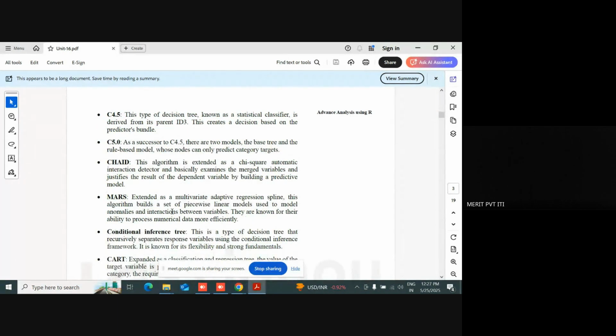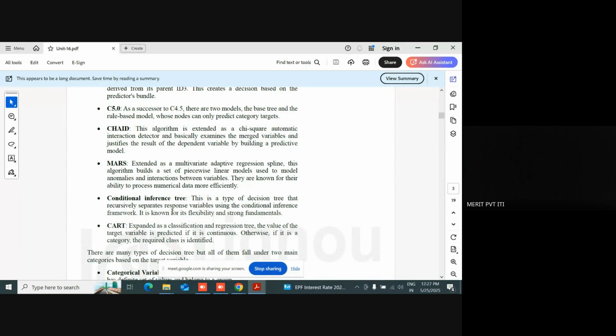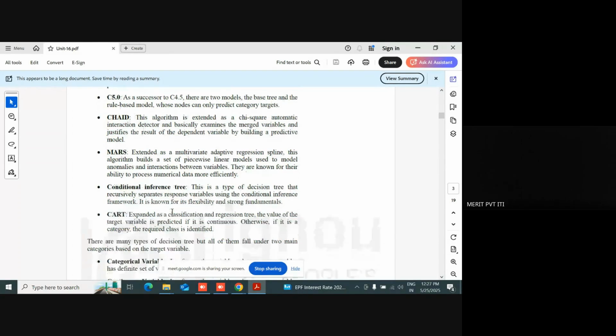MARS is extended as Multivariate Adaptive Regression Splines. This algorithm builds a set of piecewise linear models used to model anomalies and interaction between the variables. They are known for their ability to process numerical data more efficiently. Conditional inference tree. This is the type of decision tree that recursively separates a response variable.